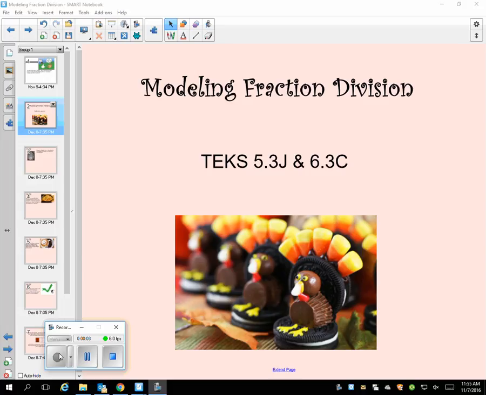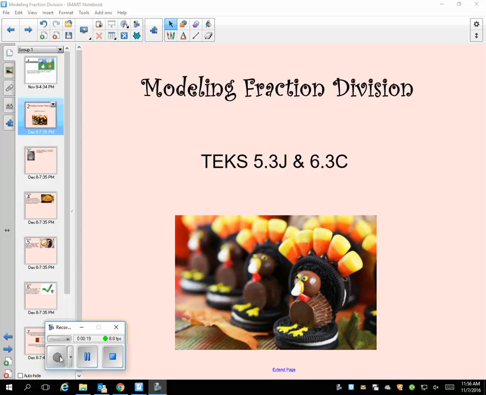Today's lesson is modeling fraction division, and we're working with TEKS 5.3J and 6.3C. So take a moment to write that at the top of your page and in your table of contents. Okay, let's read those TEKS together.